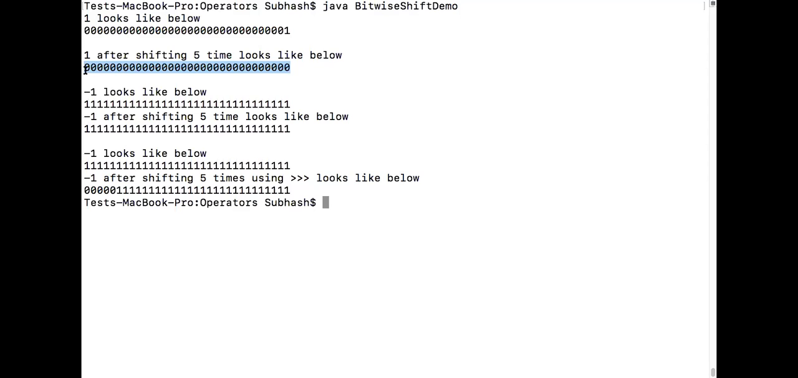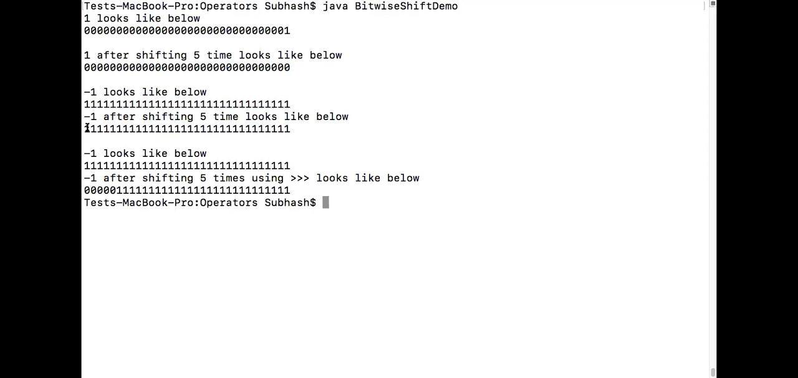Did you see all zeros are getting padded over here? Correct, no, guys? Now, -1 looks like below, correct? In 2's complement, -1 is looking like this. Correct, no, guys? Yes or no? Tell me, put that in the chat box. Now, that -1 after shifting 5 times will look like this. See, it is exactly the same.